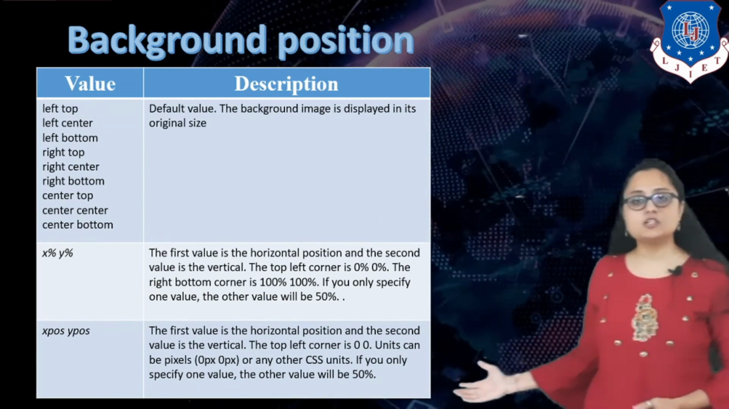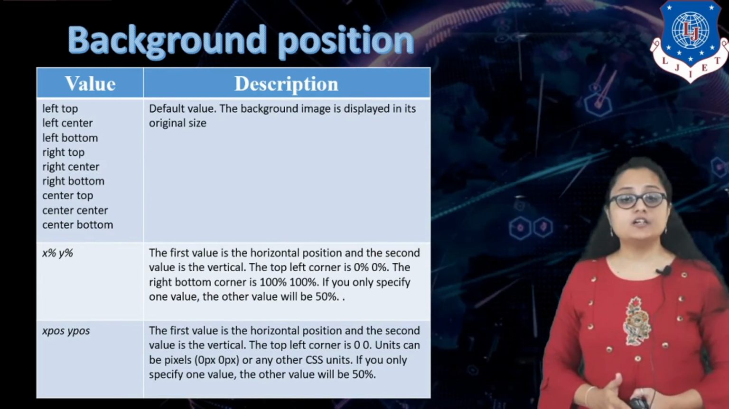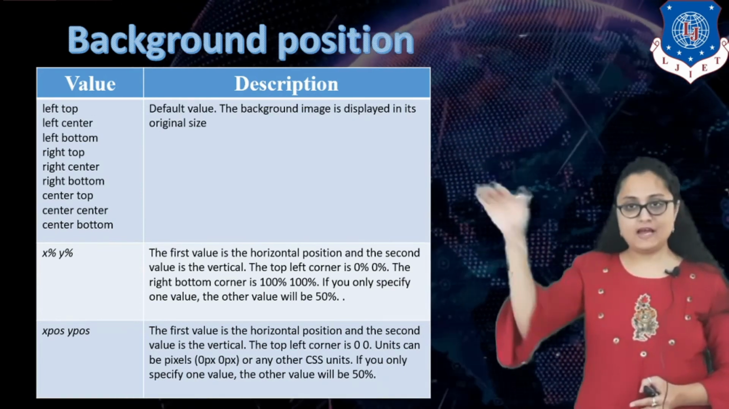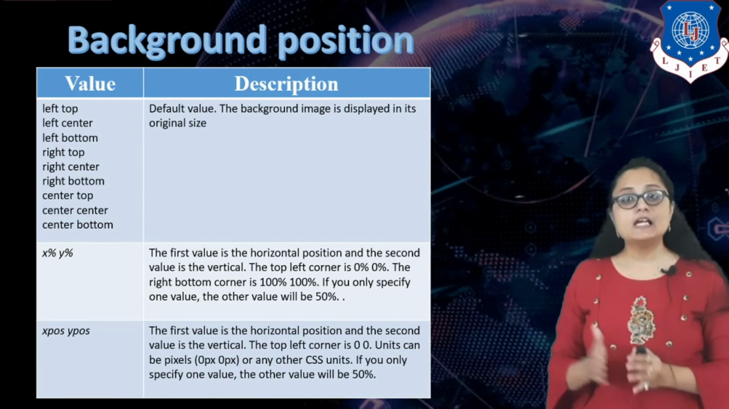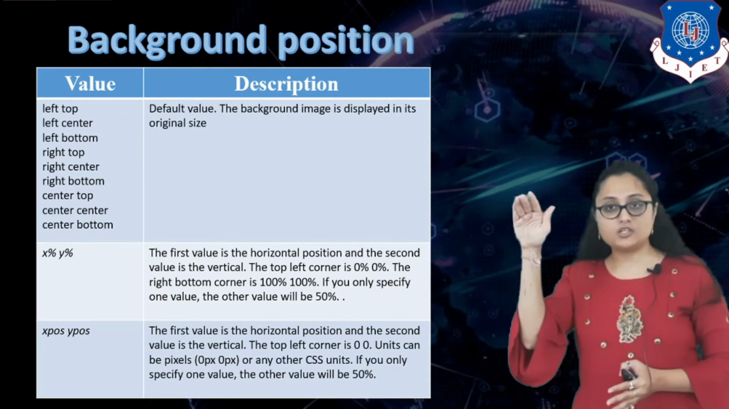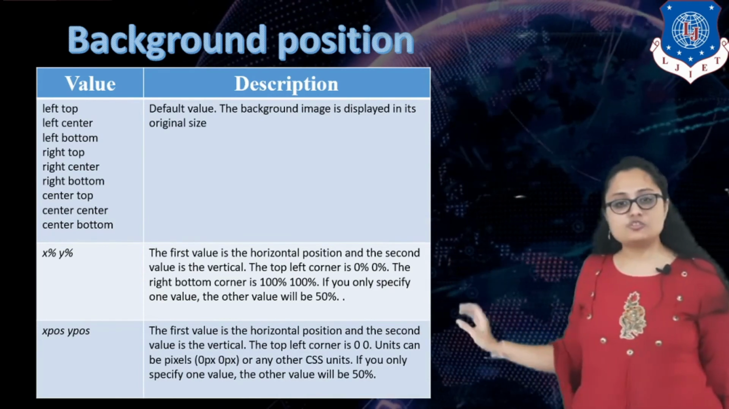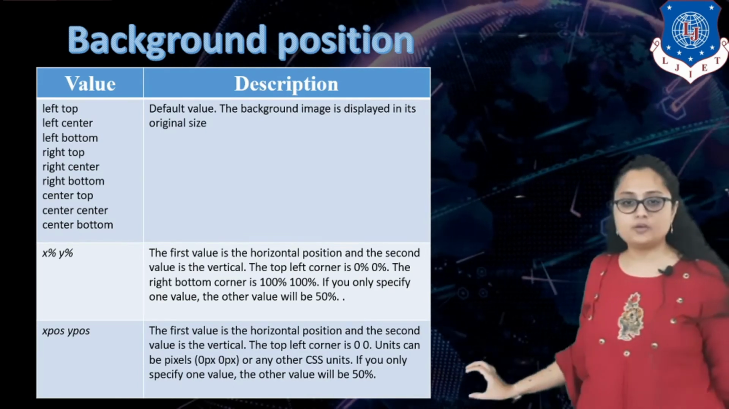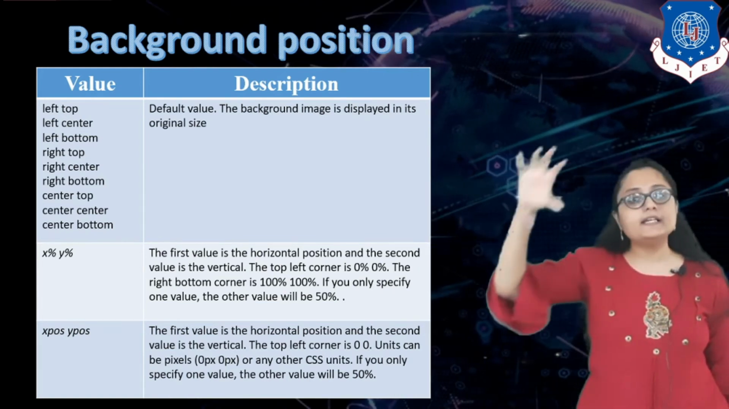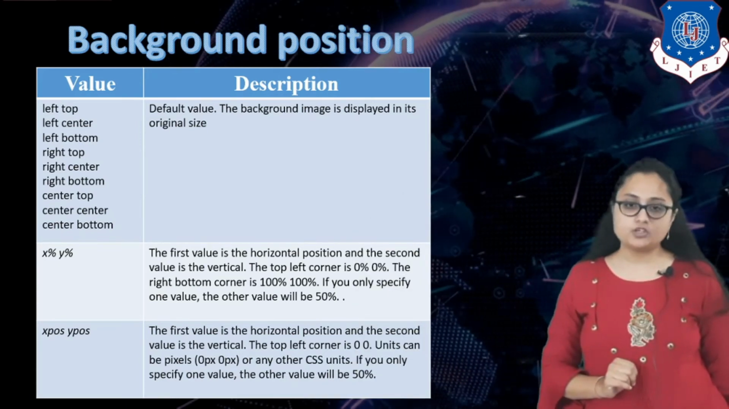So you can see over here that you can also specify it in percentage, as well as you can specify it in pixels. That is again the horizontal value you have to specify in the first position, as well as the vertical value you have to specify in your second position. So the top left corner, if you are specifying for percentage, it is 0%, 0%, and for pixel also it is 0px, 0px, that is the top left position. Accordingly it will increase the horizontal as well as the vertical value, right?